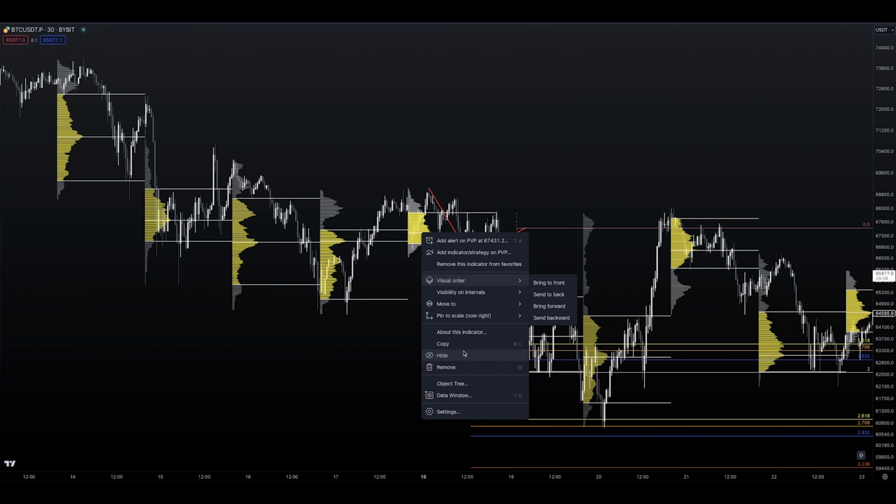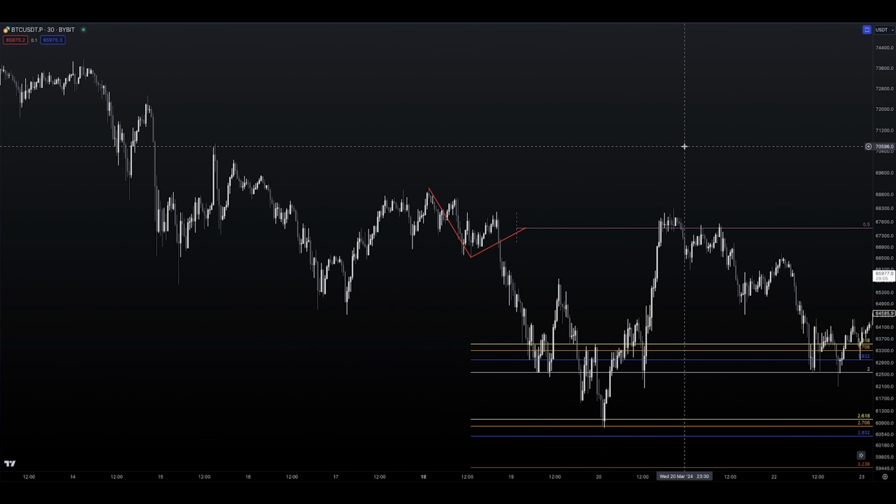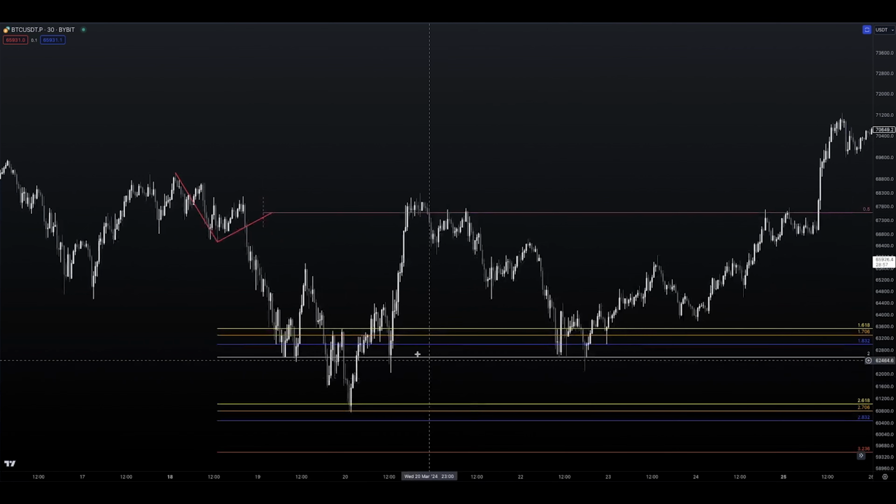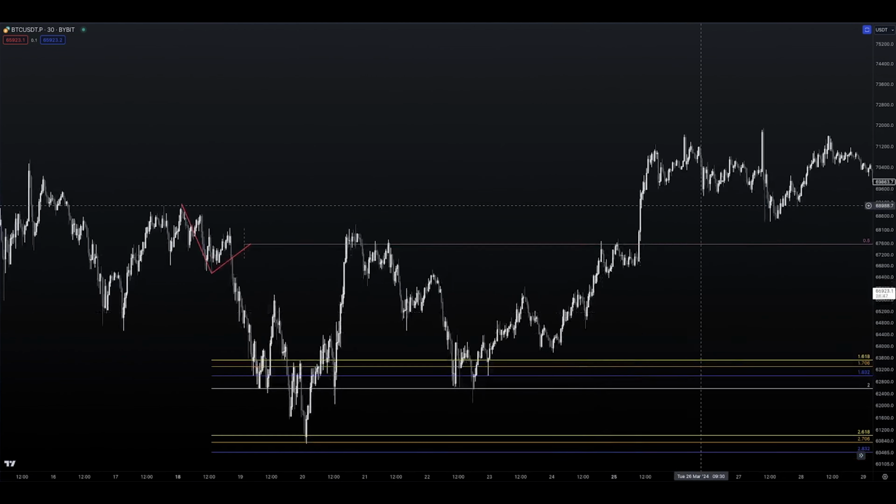Now we can hide the volume profiles. And we can see here, it gave perfect respect from the 2, perfect respect from the 2706, and then it even gave us some really nice backtests on that 2 right after breaking that local market structure. It even backtested it a second time afterwards before a bigger leg up.